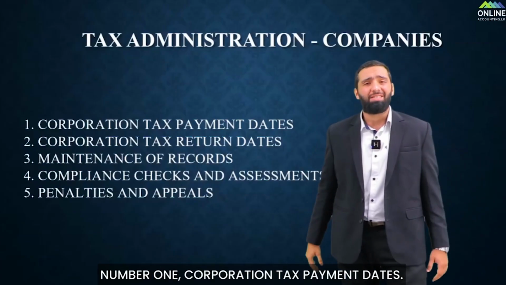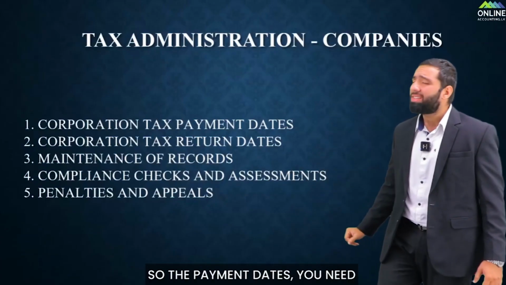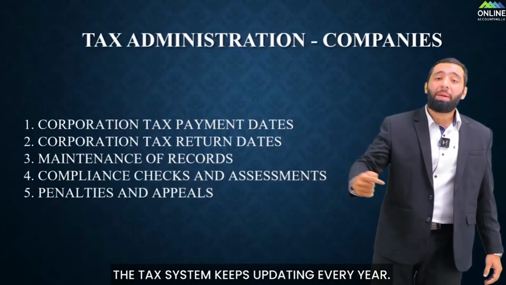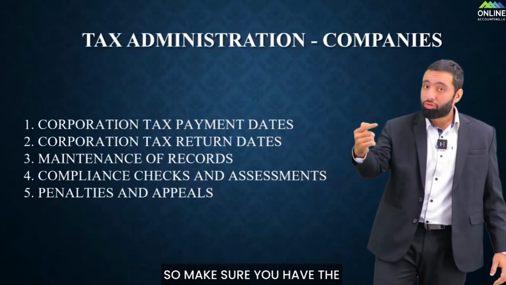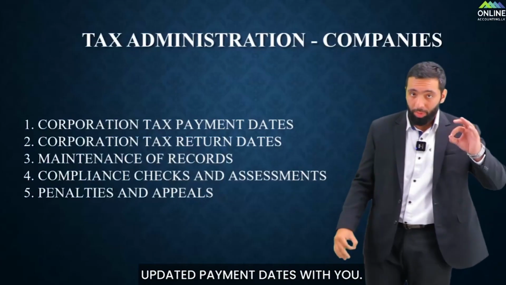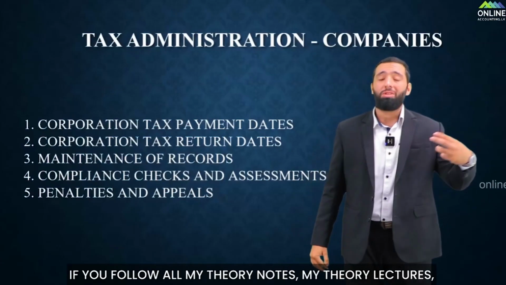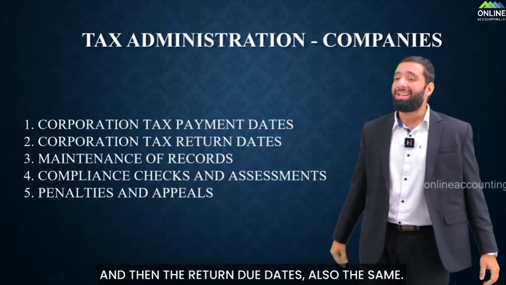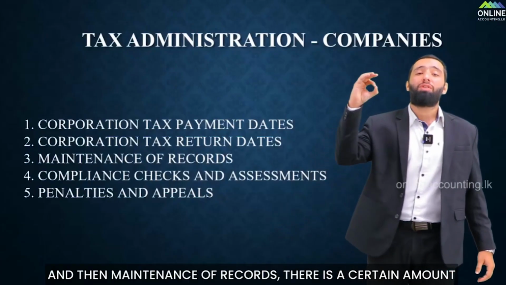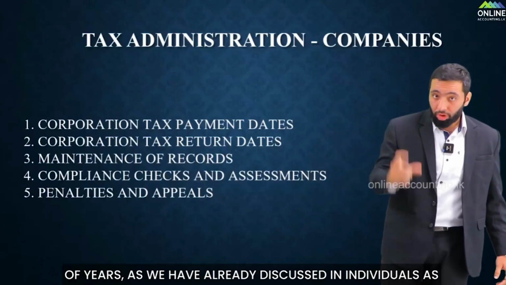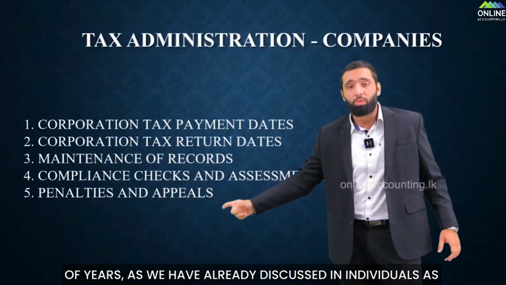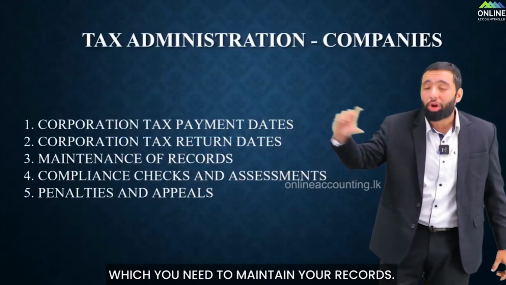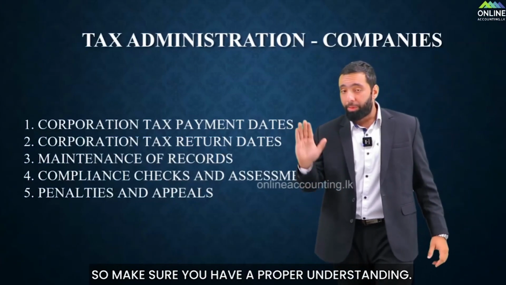Number 1, corporation tax payment dates. You need to have a proper understanding of the payment dates. When is the payment date? The tax system keeps updating every year, so make sure you have the updated payment dates with you. If you follow all my theory notes and theory lectures, this is just a walk in the park for you. And then the return due dates are also the same. And then maintenance of records: there is a certain number of years, as we have already discussed for individuals. For companies, there is another certain number of years for which you need to maintain your records. So make sure you have a proper understanding.